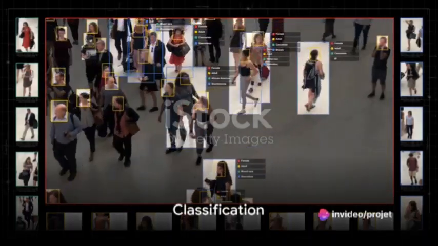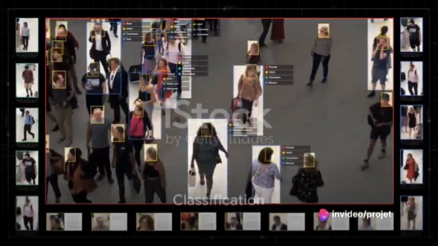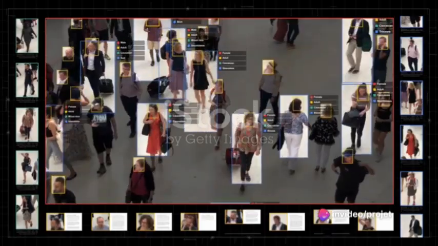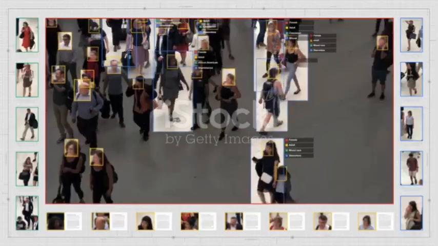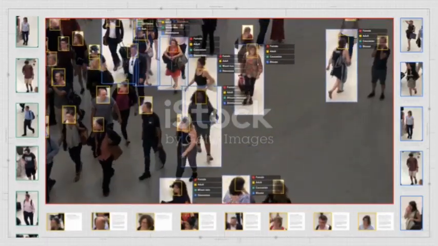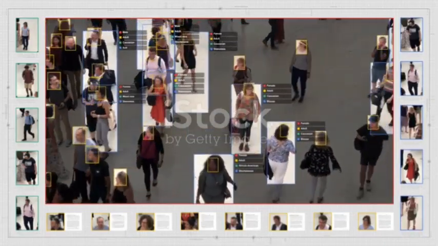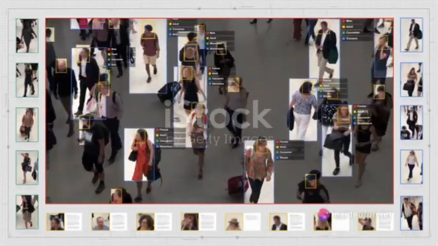Now we move on to the classification stage. This is where the system uses machine learning algorithms to classify the extracted features into various categories. For example, an algorithm could classify a round, red feature as an apple.